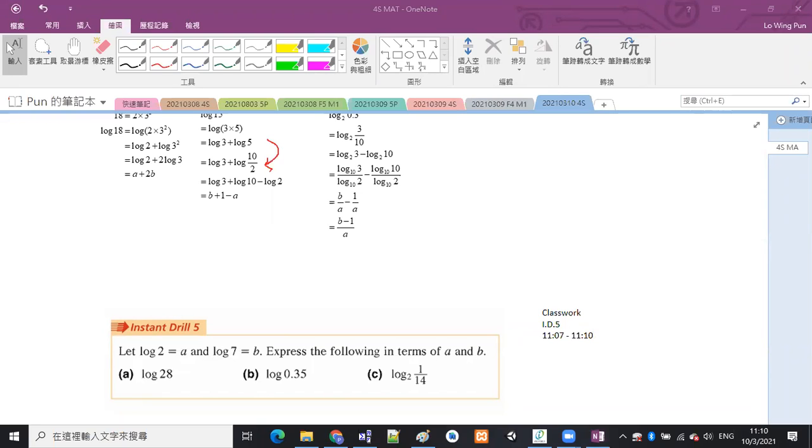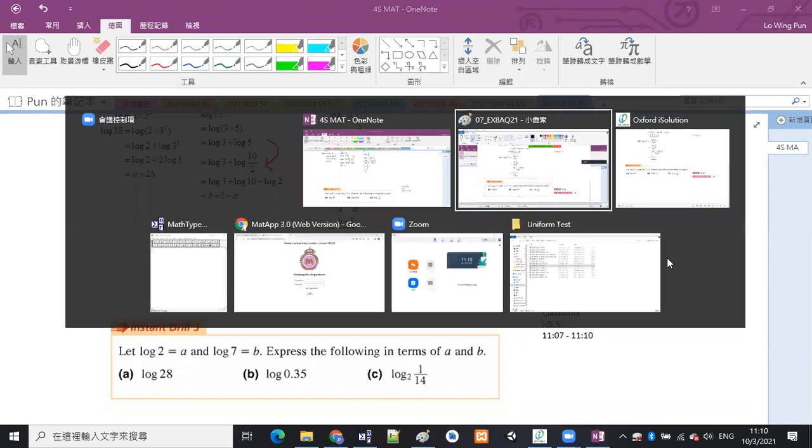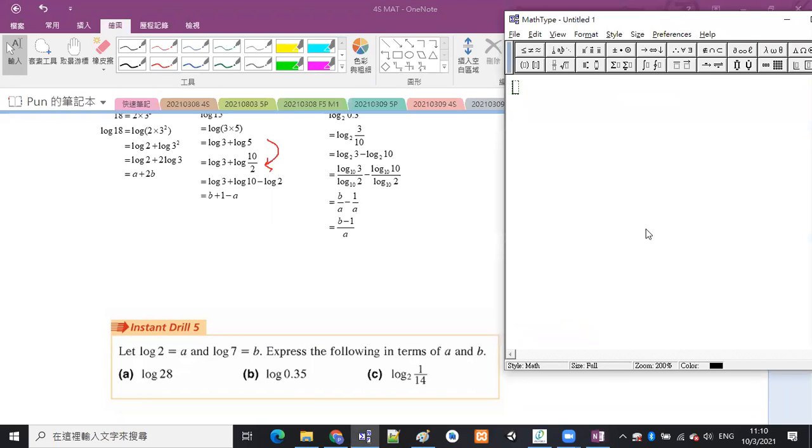Oh, a student asked about exercise 4A question 21F. So let me talk here. We have log 3 equals A and log 5 equals B. Then part F, the question asks us to find log 2 over 27.